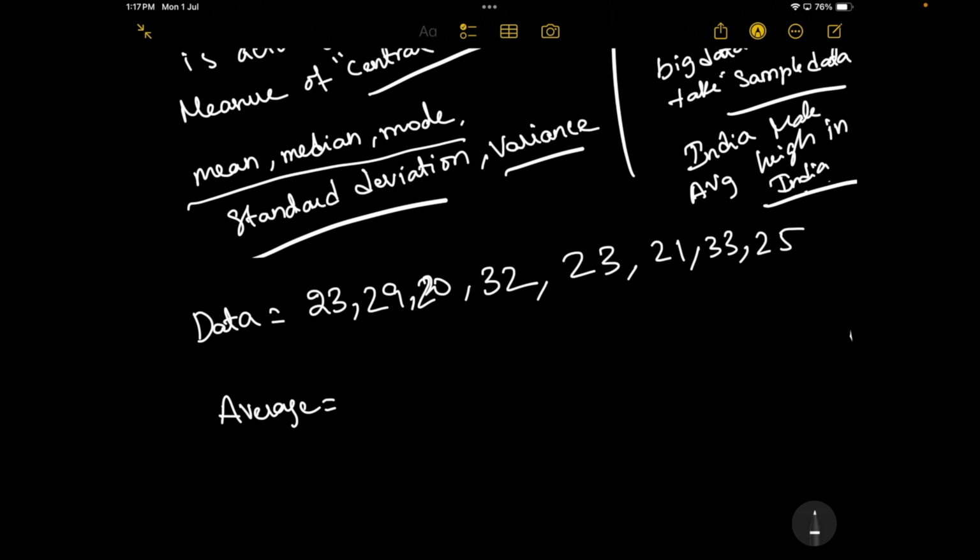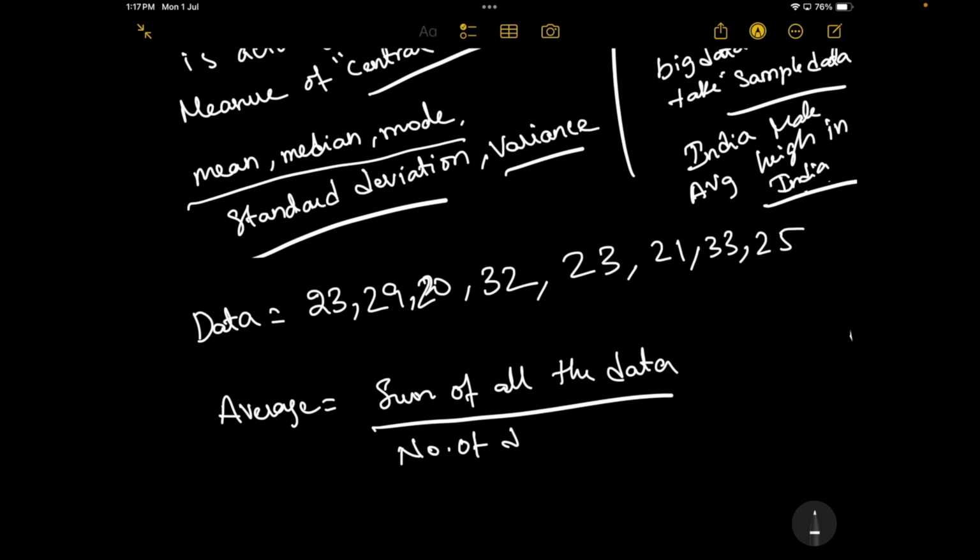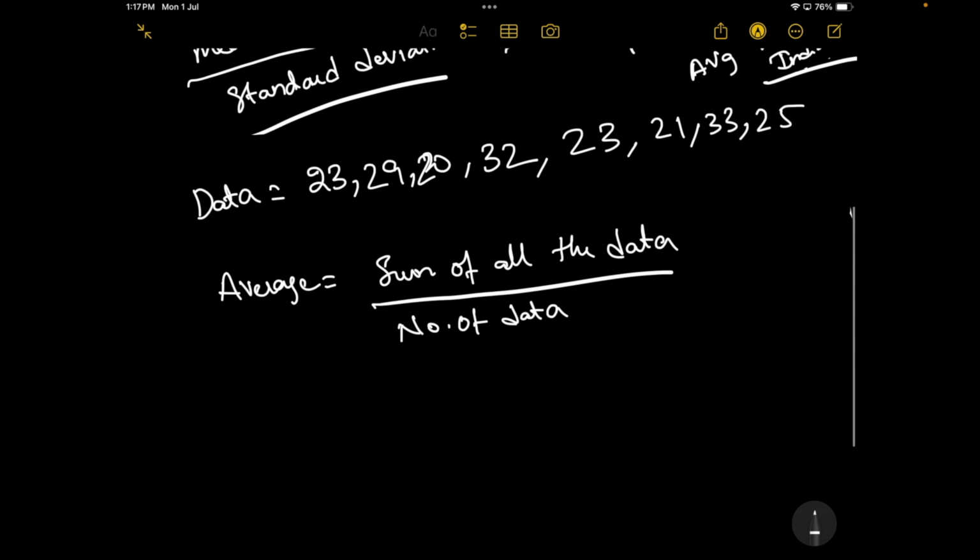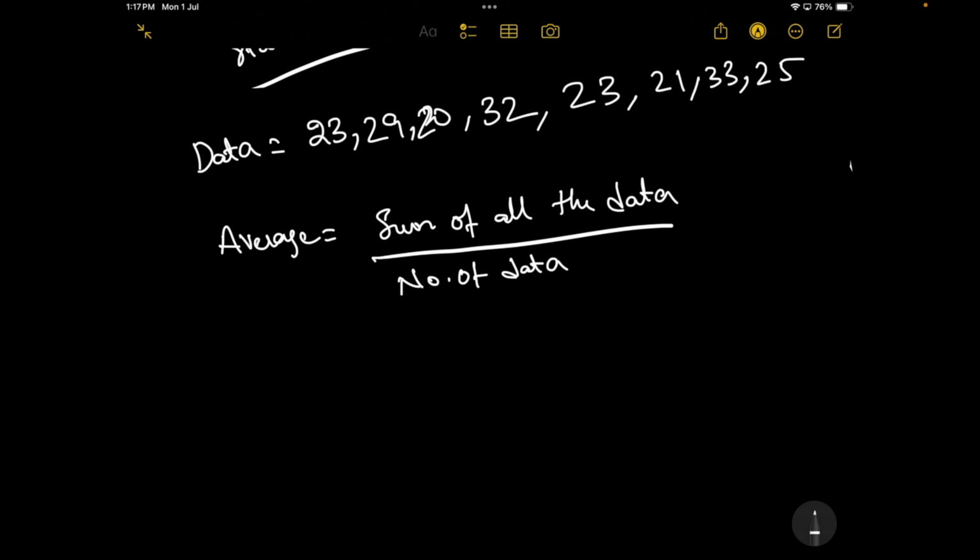Everyone knows about the average. How do we take the average? The sum of all the data divided by the number of data, how many numbers of data you have. That is what an average is. It is also called the arithmetic mean, which is the same thing as finding an average. So for the mean, we are going to add them.